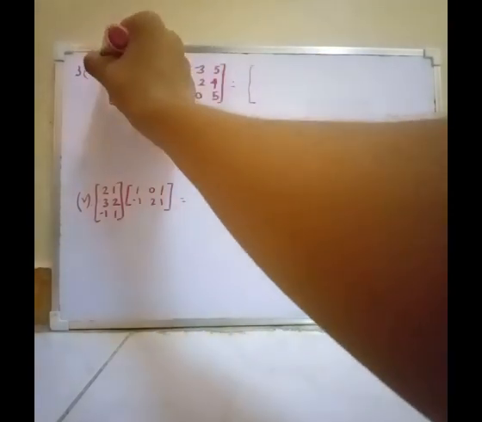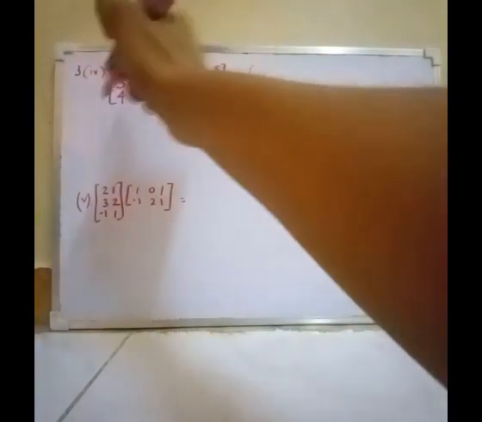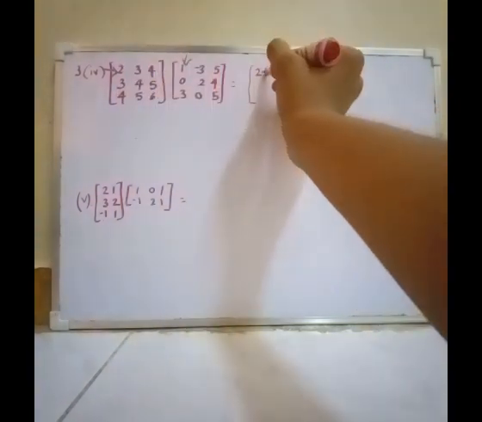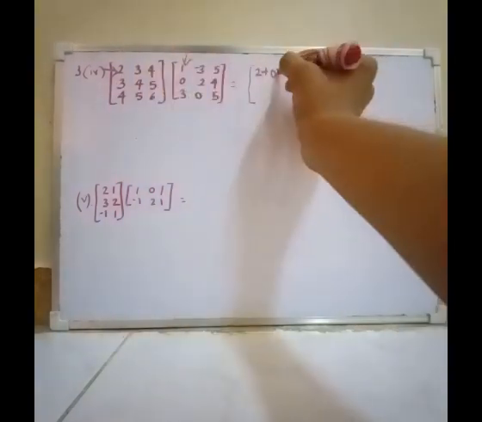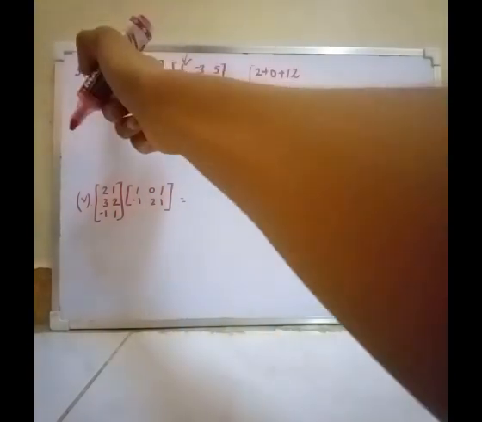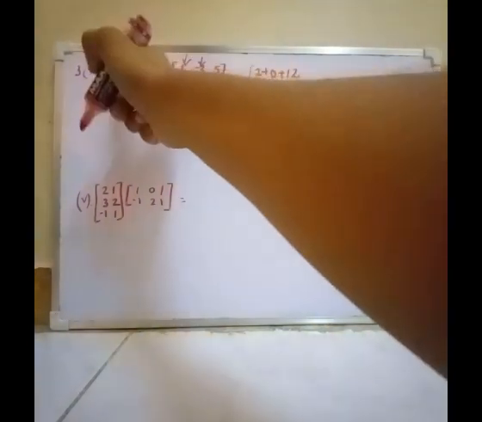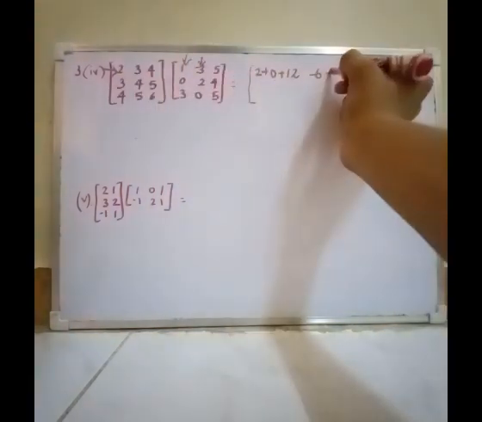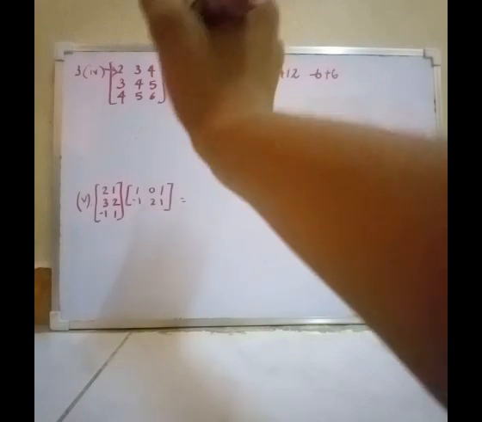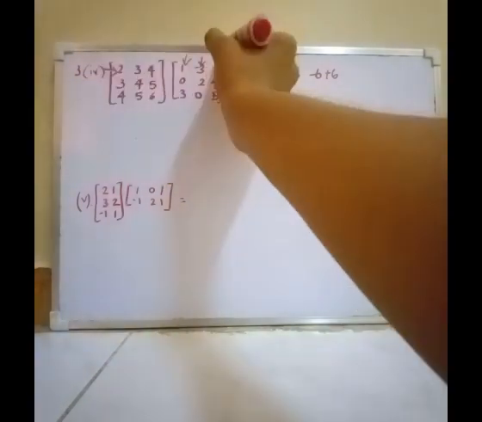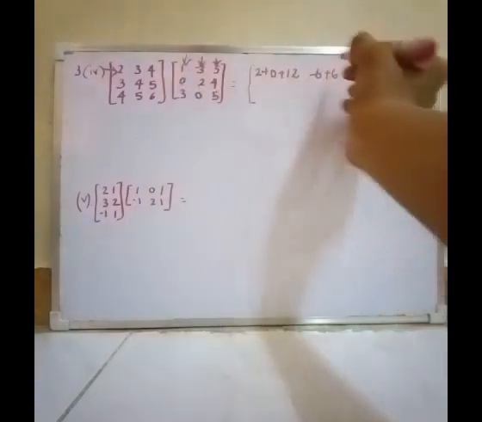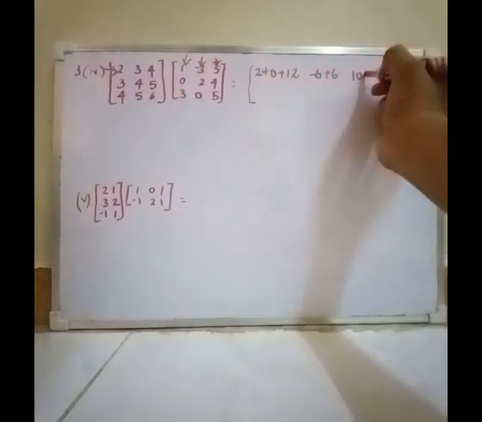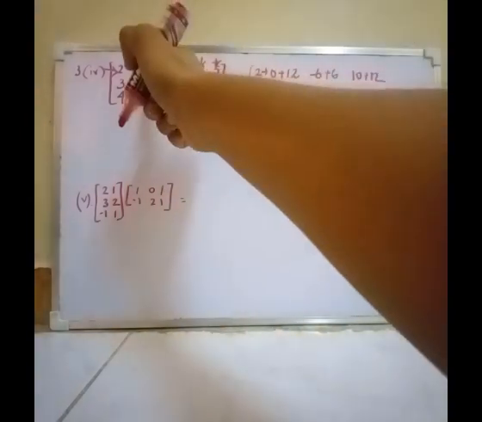So first row with first column, 2 times 1 would be 2, 3 times 0 would be 0 and 4 times 3 would be 12. Then next, first row with the second column, 2 times minus 3 would be minus 6. Then 3 times 2 would be 6 plus 6. And 4 times 0 would be 0. Now doing the first row with the third column, 2 times 5 would be 10. And 3 times 4 would be 12. Then 4 times 5 would be 20.